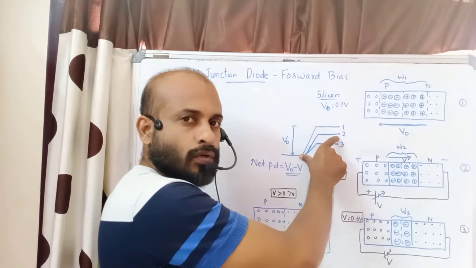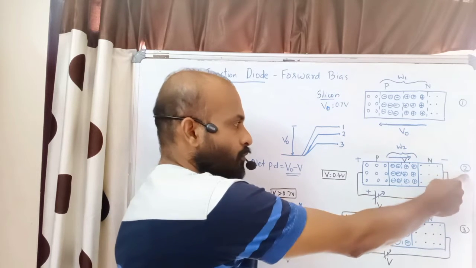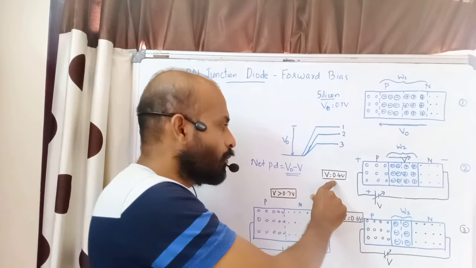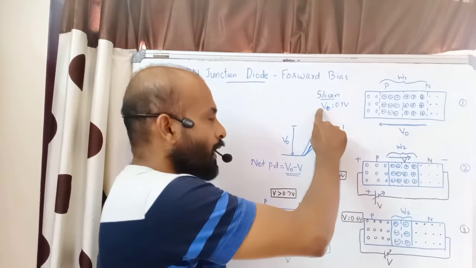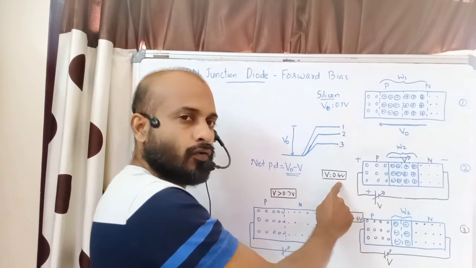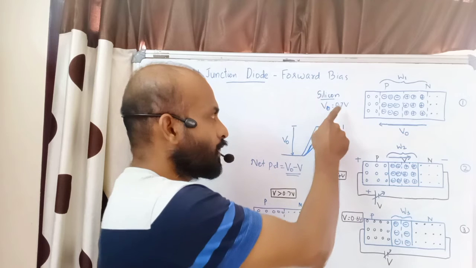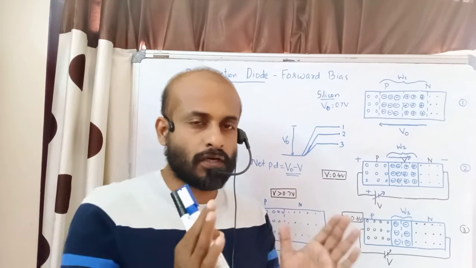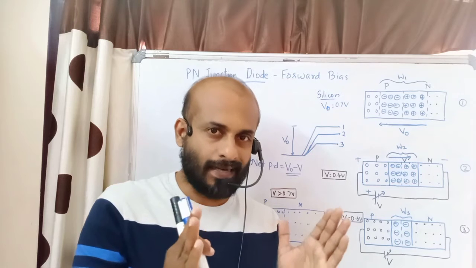This is situation 2. This is diagram 2. In situation 2, what have we applied? We applied a potential of around 0.4 volt. Our barrier potential is 0.7. What's the net potential now? 0.7 minus 0.4 is 0.3. So it has decreased from 0.7 to 0.3. So the net potential difference across the barrier decreases.